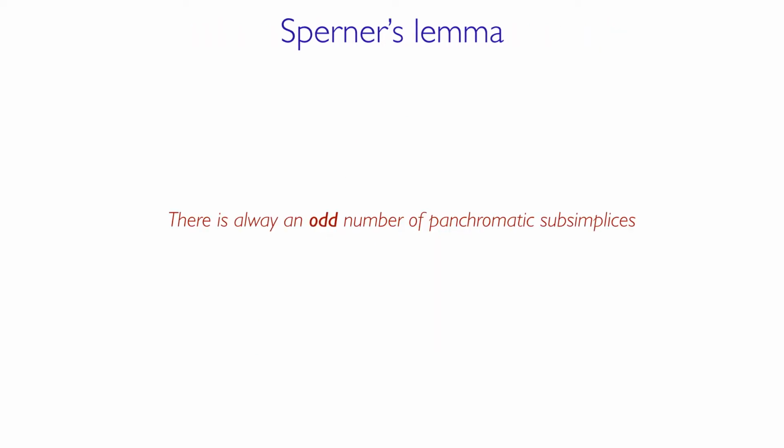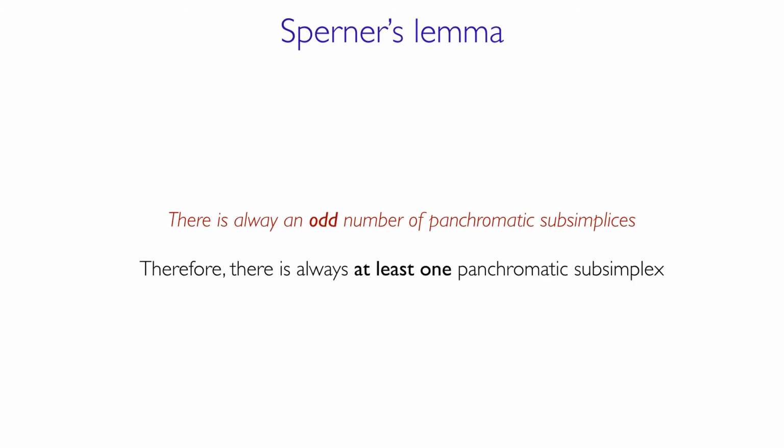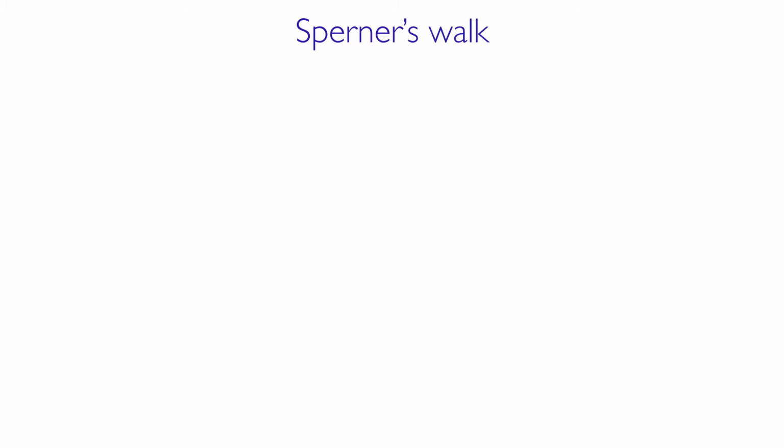Now the statement of the Sperner lemma. It states that there is always an odd number of panchromatic subsimplices, and therefore that there is always at least one panchromatic subsimplex. This existence result plays a crucial role when, for instance, proving that the Nash equilibrium or the market equilibrium of Arrow-Debreu exist. Sperner also provides another interesting result that is important for characterizing the complexity of fixed points.